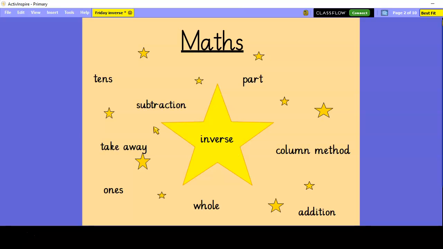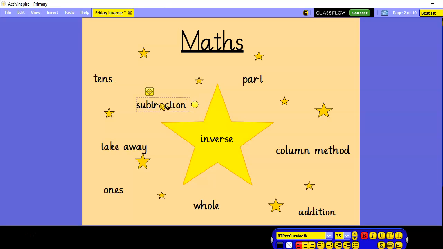So, and I'll explain this a bit further, but subtraction is the opposite of addition, okay? Because with addition, you are getting the two parts and you are putting them together, and with subtraction, you are getting the whole and you are breaking it into two parts. You're taking one of the parts away.